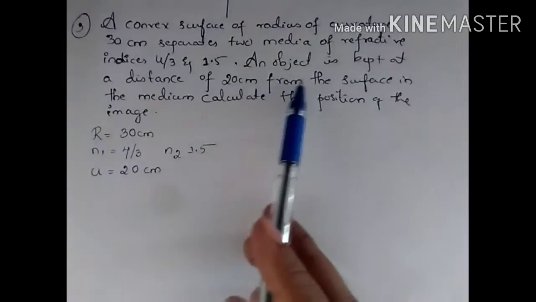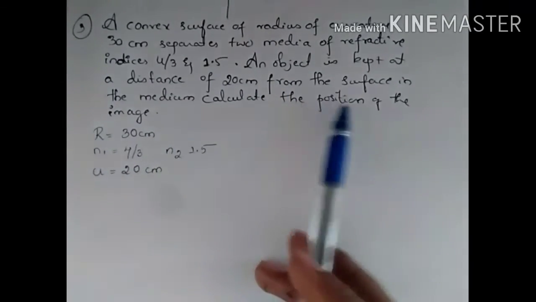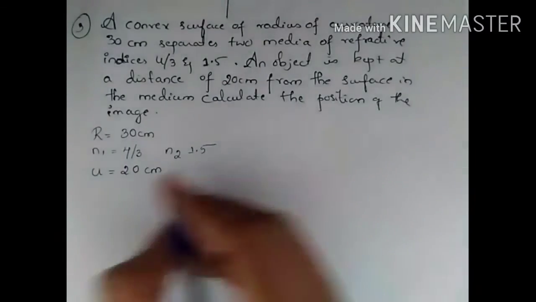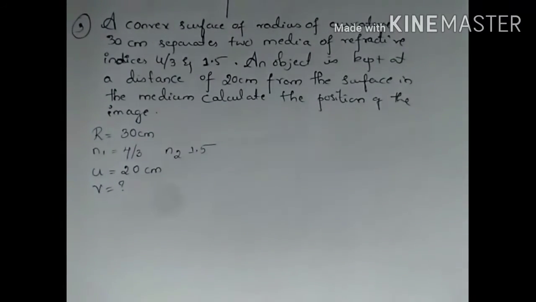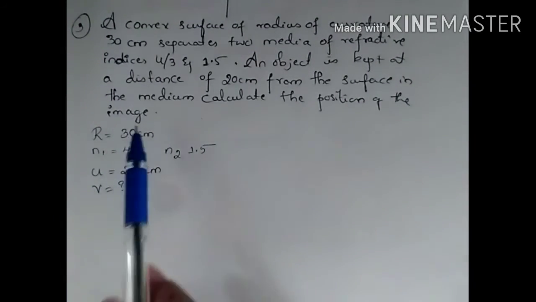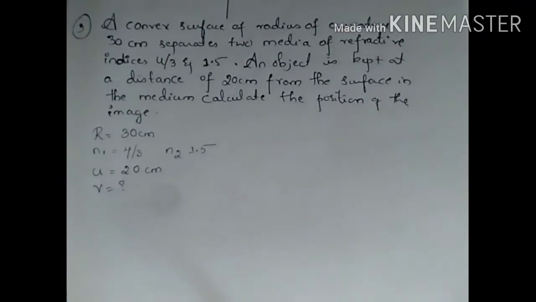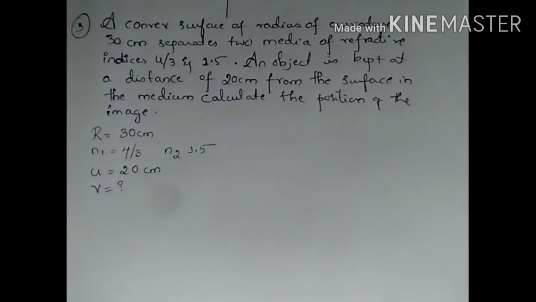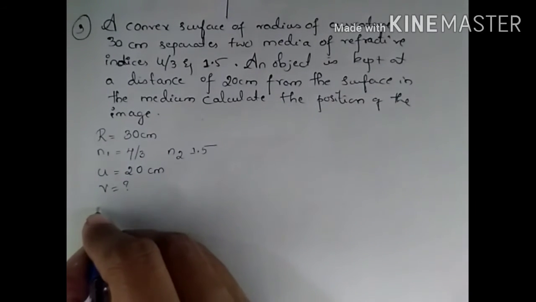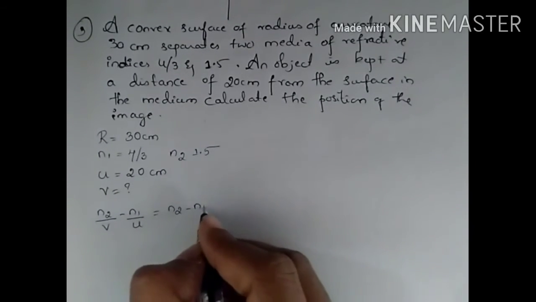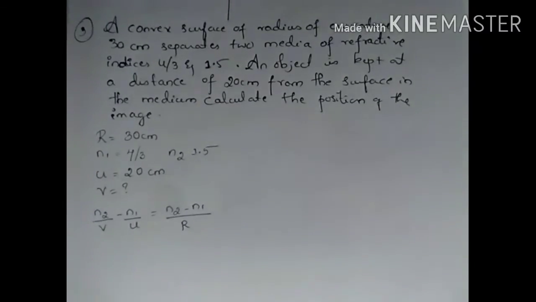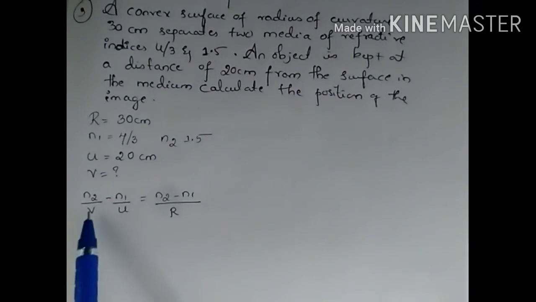Now what he is asking: calculate the position of the image. That means V is unknown to us. From this data, if you see clearly, he is speaking about the refractive surfaces. So in the law of refraction at the surface, refracting surfaces, we saw an equation that is N2 by V minus N1 by U is equals to N2 minus N1 by R. If you use this equation, then you will get the V.